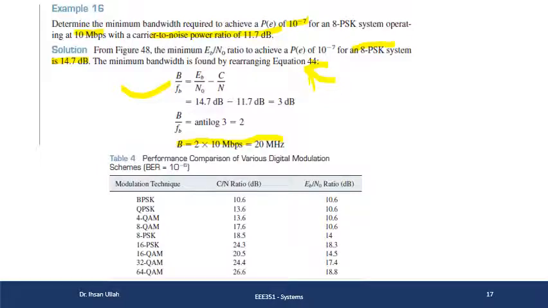So this is the performance comparison of different digital modulation schemes. You can see the carrier to noise ratio as well as the Eb/N naught ratio in dBs. Okay, and here you have PSK and quadrature amplitude modulation, these different things are described, okay, and this is for achieving a bit error rate of 10 to power -6.